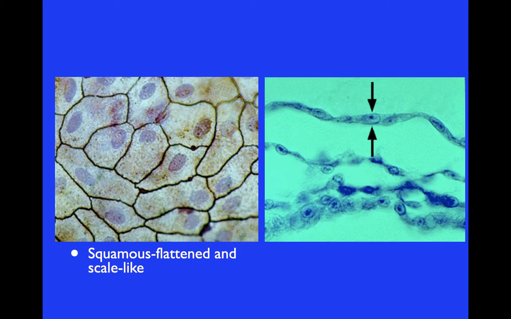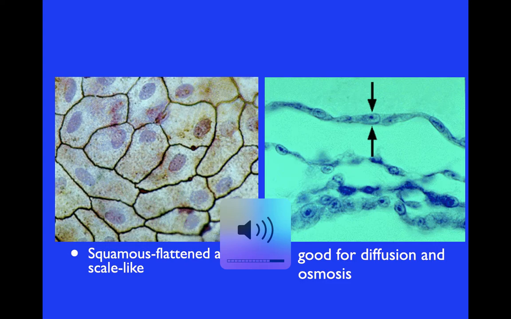And here's some examples. This is what's called simple squamous epithelial tissue. That picture on the right is from a blood vessel. So you can see it's very flat. It's good for diffusion, so oxygen and carbon dioxide can diffuse through there very rapidly.